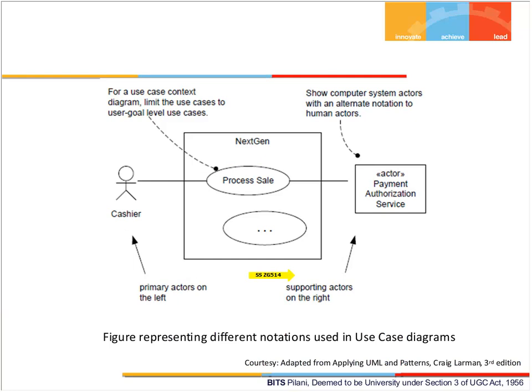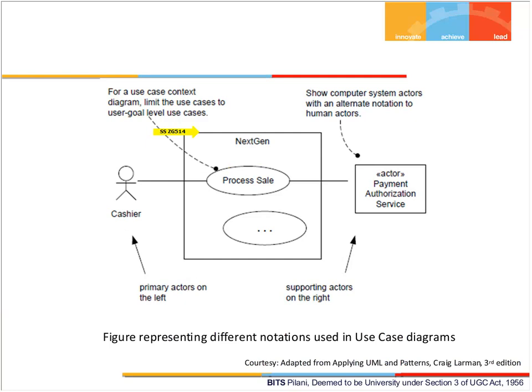You use an ellipse to represent a use case, right? So in this case, process sale is a use case. There is an outside boundary which represents the entire system, right?